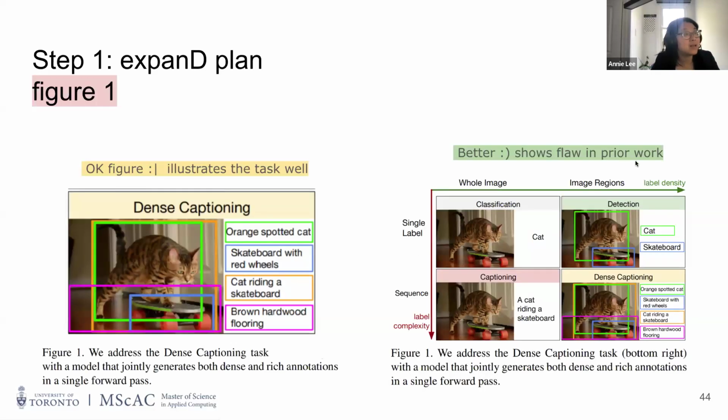Now, what is better is this image here that shows a flaw in prior work. You can see my mouse here. There's a dimension here about label density going from one single label of the entire image to multiple image regions indicating the denseness. So this goes from classifying a single label image to detecting multiple regions and classifying them. So here's a cat, here's a skateboard, whereas this entire image is just a cat. So this is label density here: one image, many image regions.